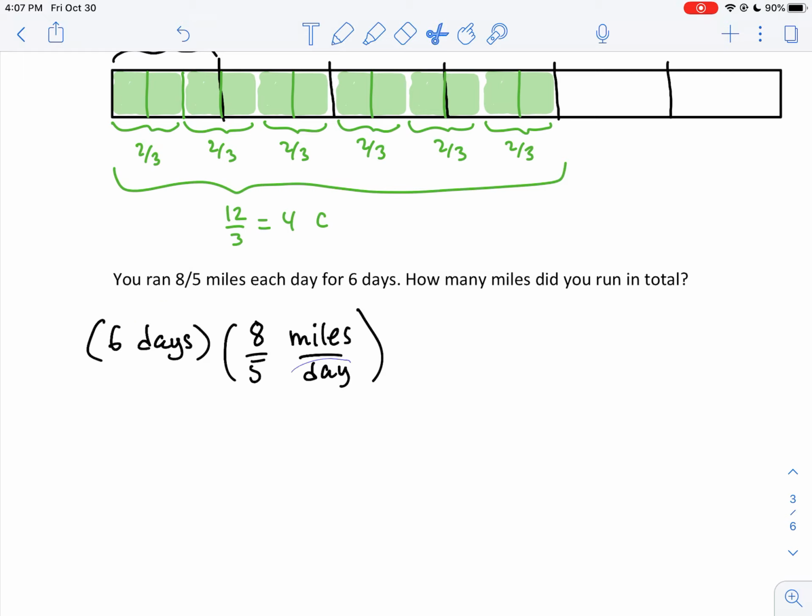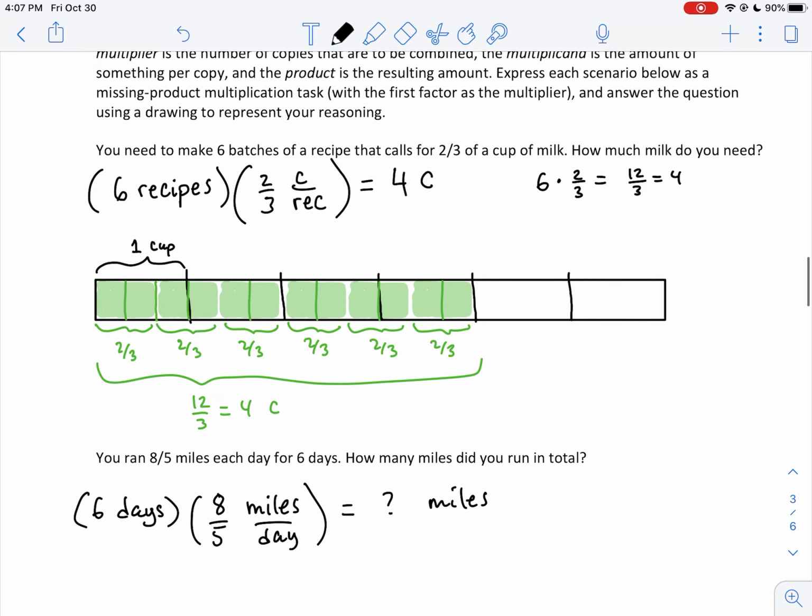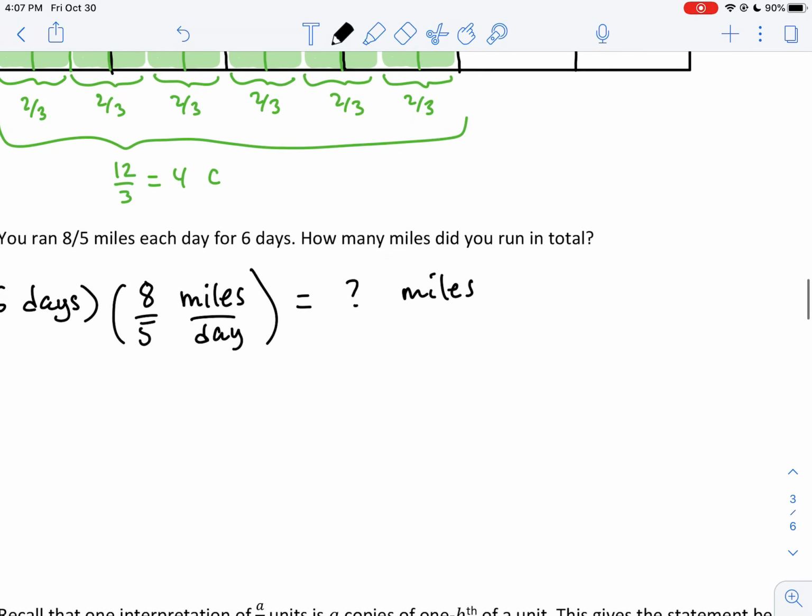So notice again that the unit of the multiplier matches the denominator unit of our multiplicand, and our final answer is going to be in terms of miles. This is what we're after. So 6 copies of 8/5 miles. Our instructions here are to draw a picture.